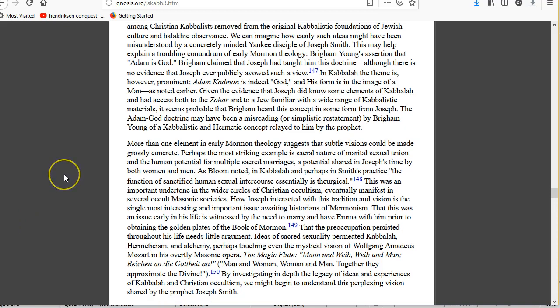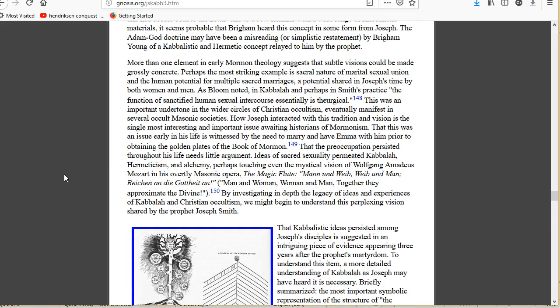Now, we are going to see in very short time as we go forward that there's a very good reason why Brigham Young would be able to make assertions like that Joseph Smith taught him that. Did Joseph Smith teach Brigham Young that Adam Kadmon concept? I don't think so. In fact, I believe that Kabbalah taught Brigham Young the Adam Kadmon concept.